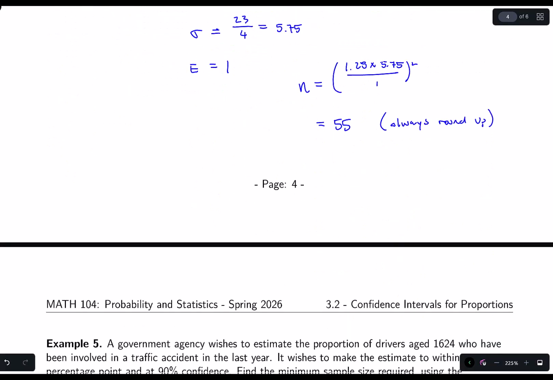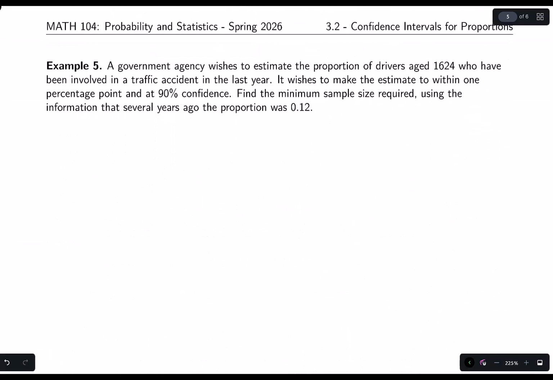Last example here. A government agency wishes to estimate the proportion of drivers aged 16 to 24. Sorry, the dash didn't come through there. Who have been involved in a traffic accident in the last year. It wishes to make the estimate to within 1 percentage point and at 90% confidence. Find the minimum sample size required using the information that several years ago the proportion was 0.12.